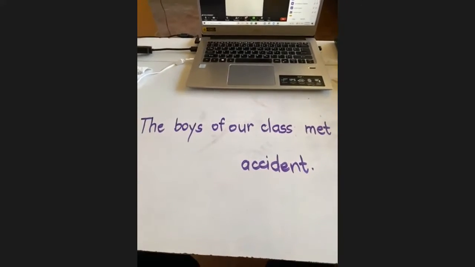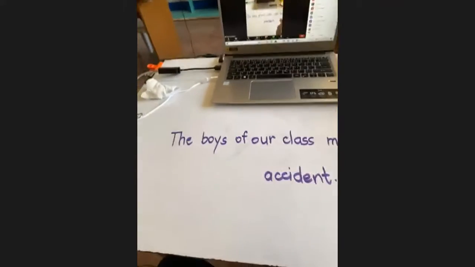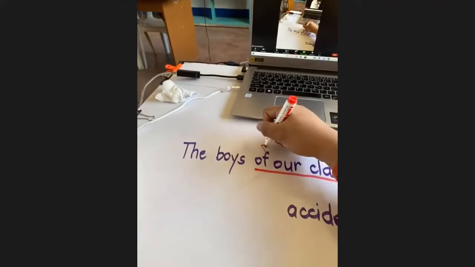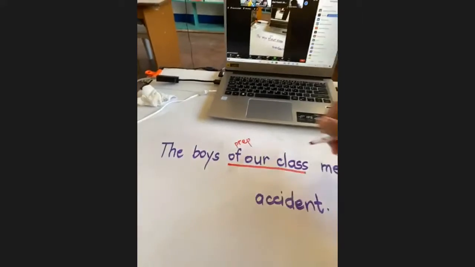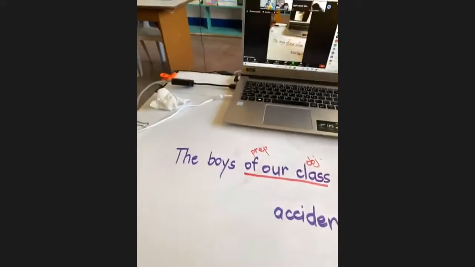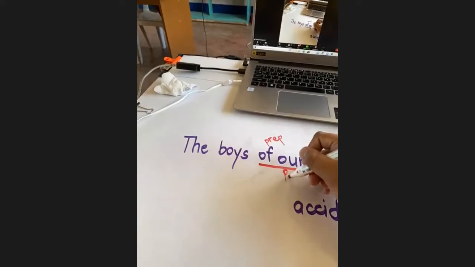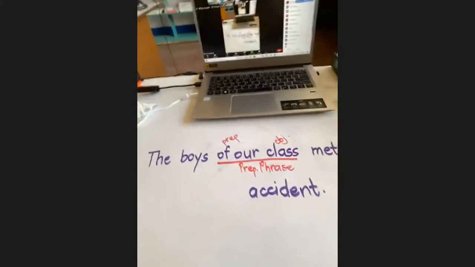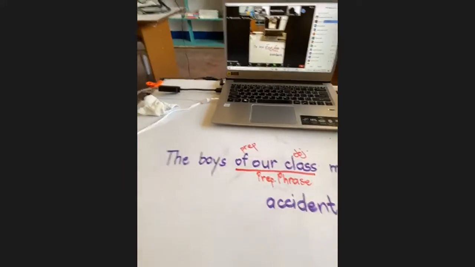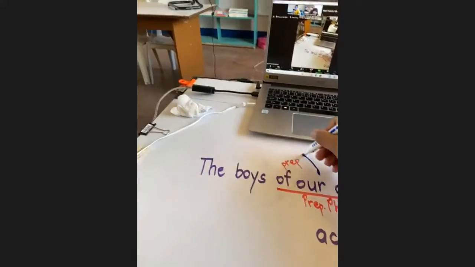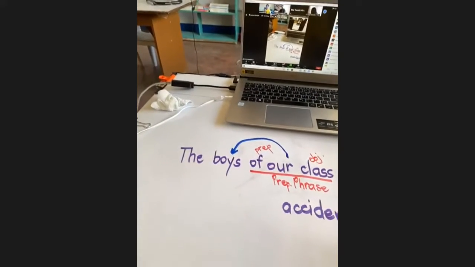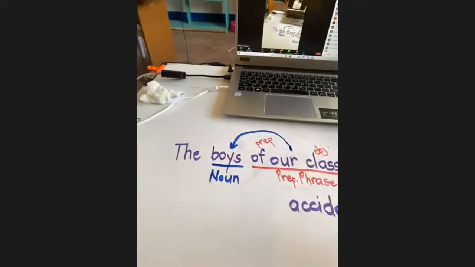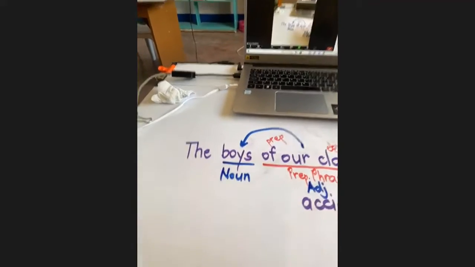Describe those boys who met an accident. The answer to that is this prepositional phrase. Of is a preposition, and class is the object of that preposition. That is why this is a prepositional phrase. This prepositional phrase describes one word, and that word is boys. The headword of our class is boys. Since boys is a noun, this prepositional phrase functions as an adjective.